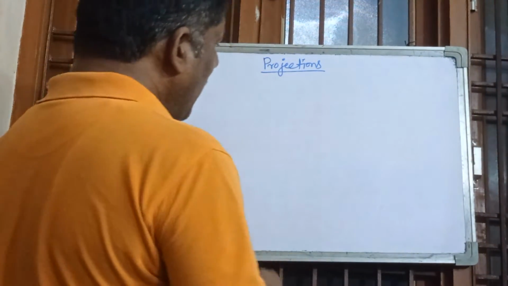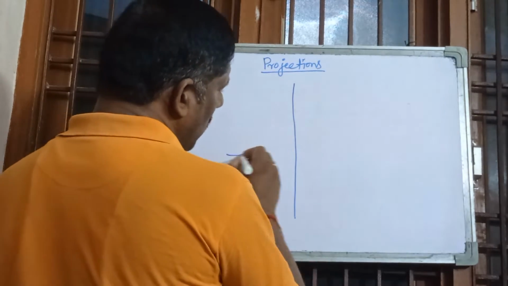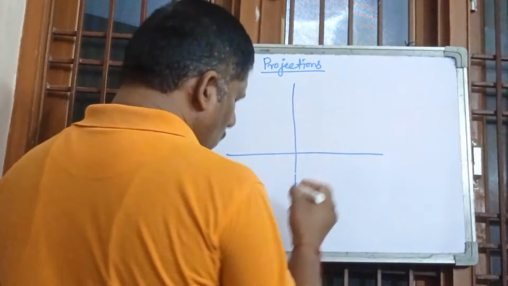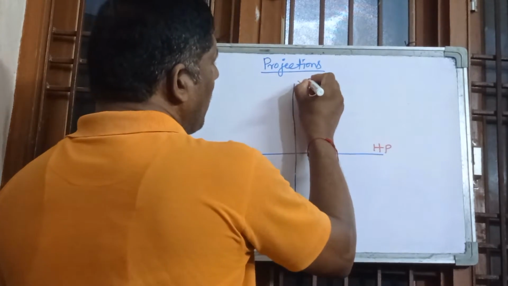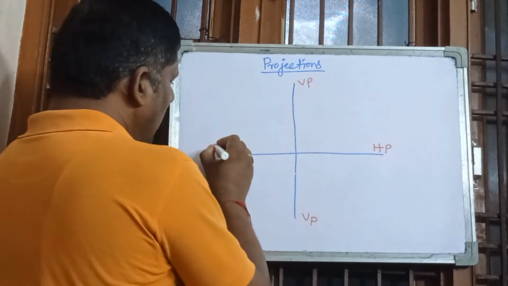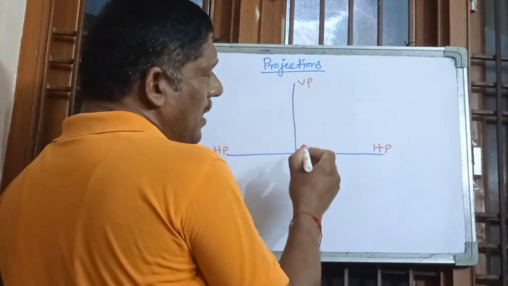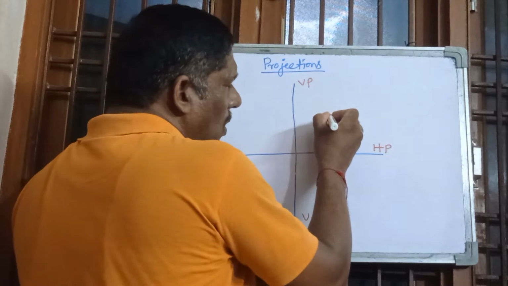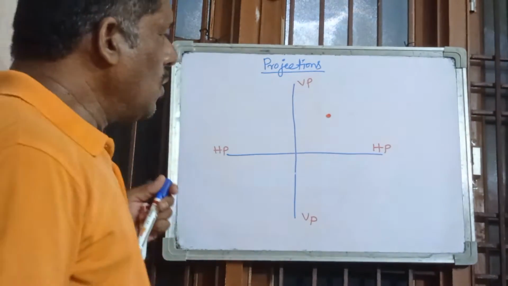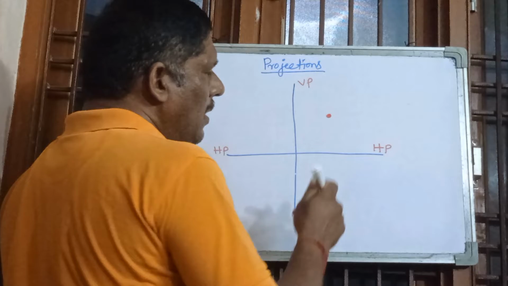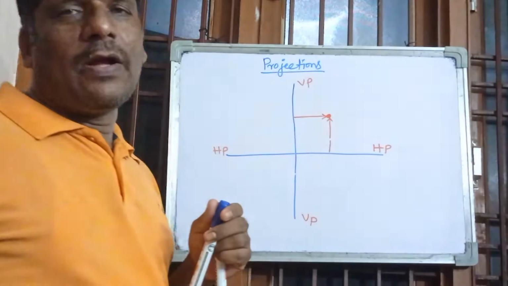So here I am going to once again draw the four quadrants. You know that this is the horizontal plane, and this is the vertical plane. What we discussed already, the object is there in the first quadrant. So instead of that, I am just giving a small point in the first quadrant. How can you say the point is there in the first quadrant? But what is the distance from this point to this point, and from this point to this point? This is very difficult to say.